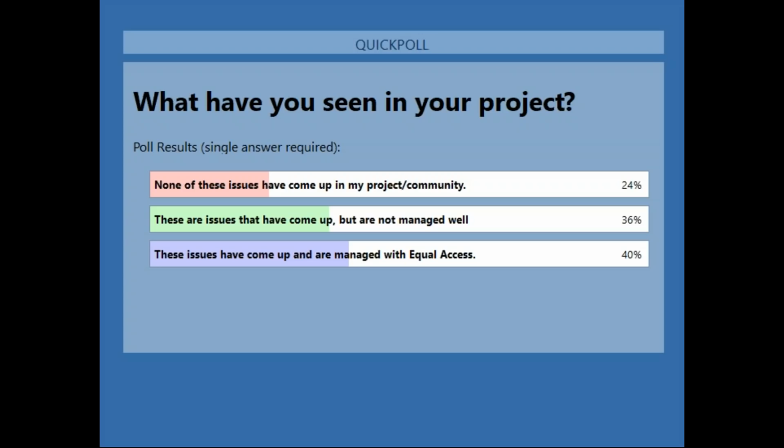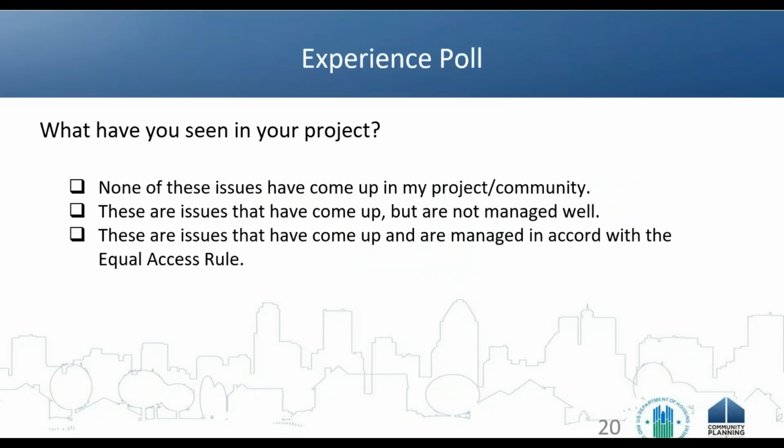And for that group that the issues have come up but are not managed well, I just really want to drive home that you can absolutely request technical assistance. If there are concerns, your COC's written standards should have mechanisms within them to deal with any issues that come up. And your HUD field offices and HUD headquarters also have mechanisms, and we'll talk a little bit about those as we go. But it is also great to see that almost half of you indicate these are being managed well.